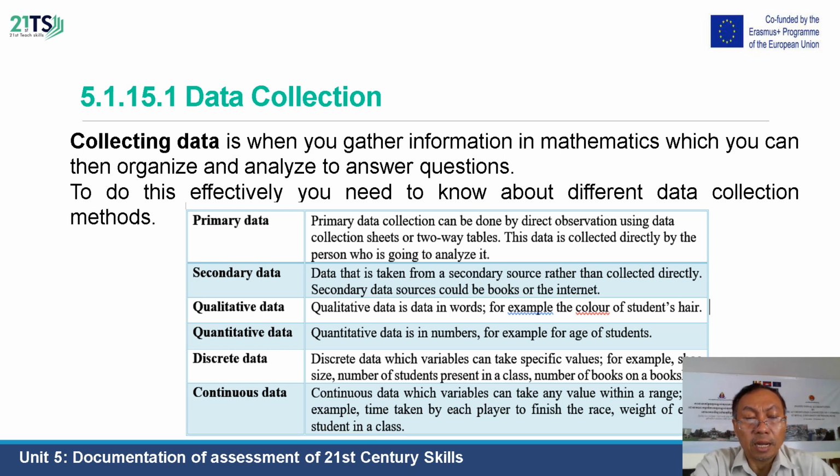For discrete data, the variable can take specific values, for example, shoe size, the number of students present in the class, or the number of books on the bookshelf. Continuous data, whose variable can take any value within a range, for example, the time taken by each player to finish the race, or the weight of each student in the class, etc.